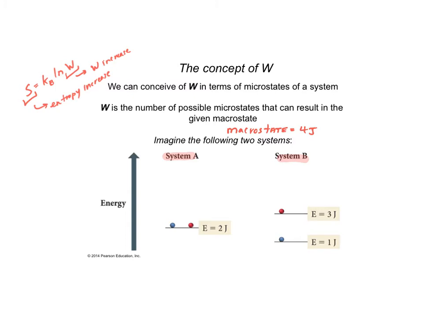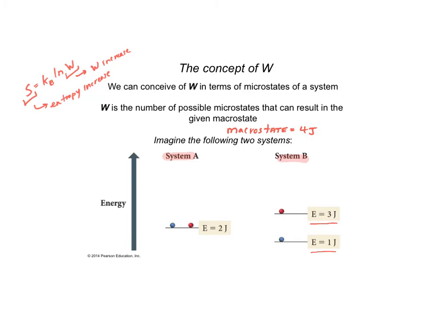Now, the only way these systems differ is the number of energy levels that these little molecules can access, right? For system A, there is only one energy level. It is 2 joules, right? System B, on the other hand, has 2 energy levels. It has a 3 joule and a 1 joule, okay? Again, what do the molecules' energies sum to in both of these systems? 4 joules. That is the macrostate, okay?